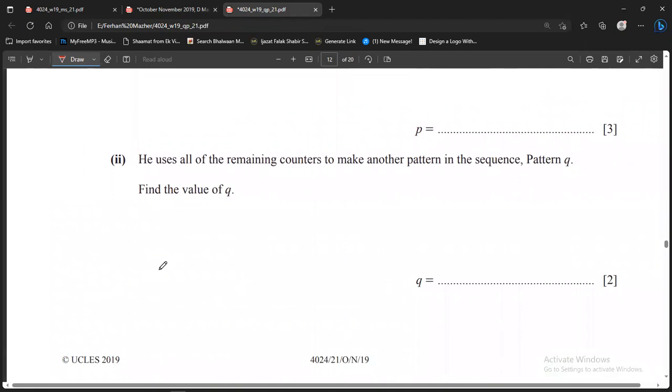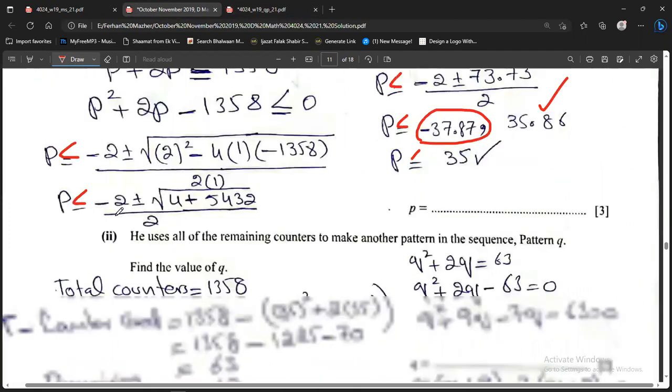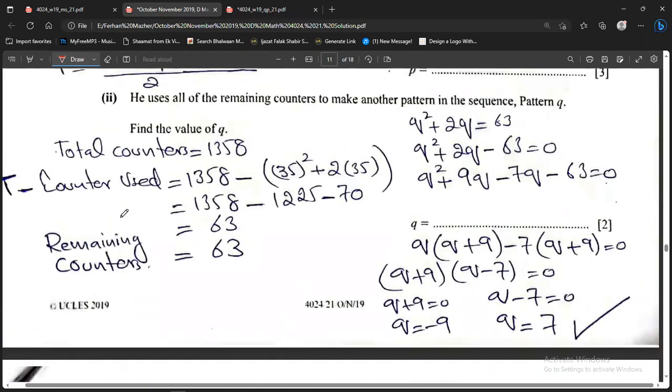He uses all the remaining counters to make another pattern in the sequence. So he made the 35th pattern, and with the counters which are left, he will make another pattern Q. Find the value of the Q. Okay. So total counters 1358. The counters used are 1358 minus the counters used in the 35th pattern, that will be 35 square plus 2 into 35. That will be 1358 minus 1225 minus 70, that is 63.